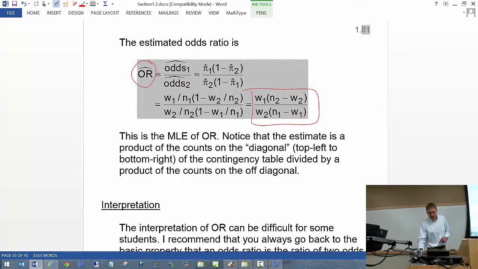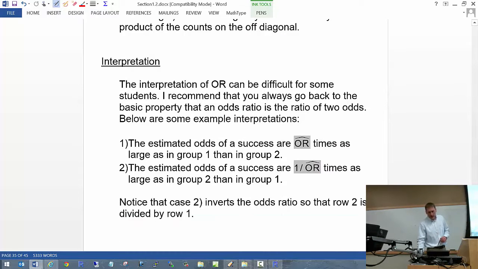So the interpretation. Well, interpretation of an odds ratio can be difficult for some students, at least before I put in some of these examples here. In the past, I think students had a lot more difficulty. I don't think it's as big of a deal since I put this stuff in there, but still students sometimes don't get it quite right. So let's spend some time making sure you get the interpretation correct.